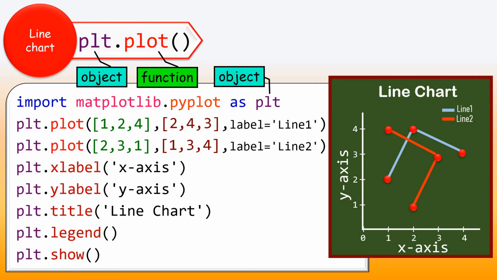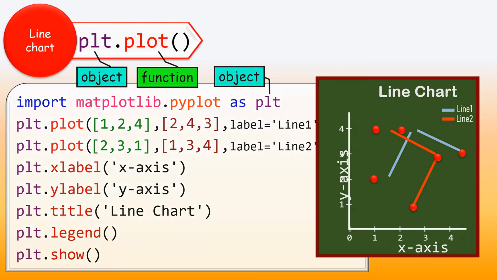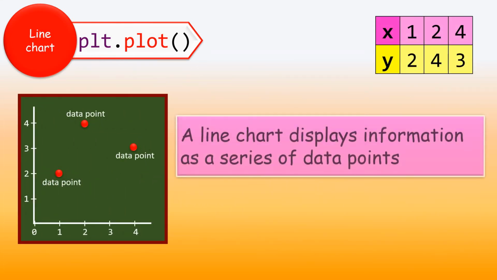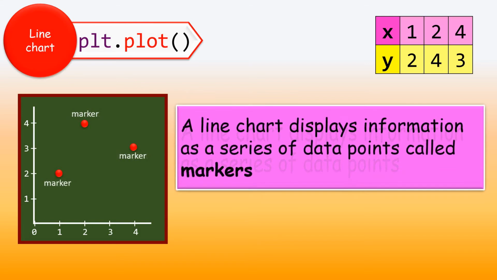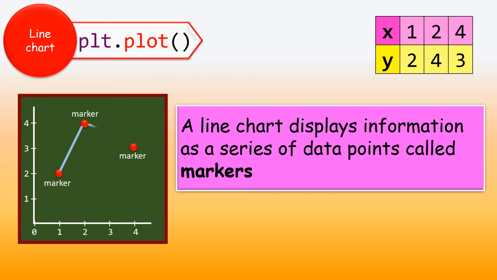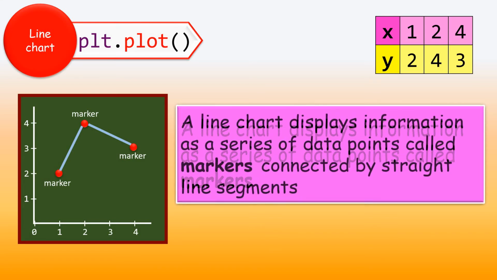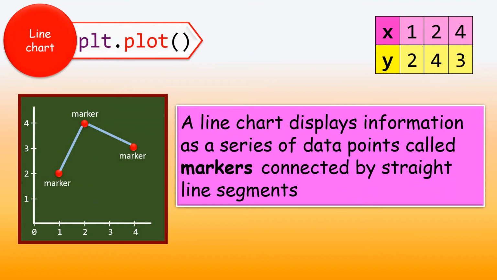Now we will define the term line chart. A line chart displays information as a series of data points. These data points are also called markers. And the markers are connected by straight line segments. Therefore, a line chart displays information as a series of data points called markers connected by straight line segments.